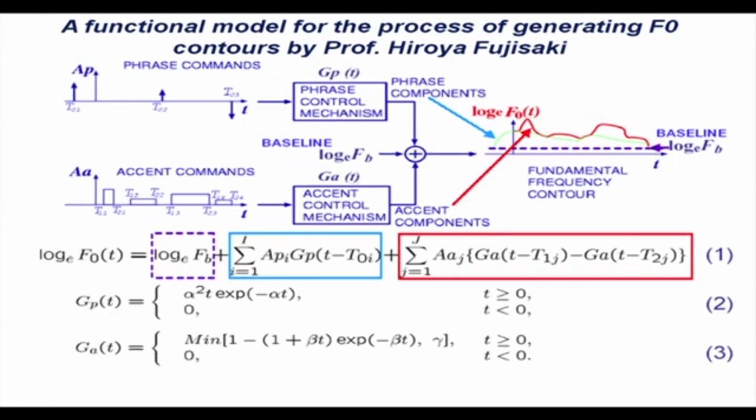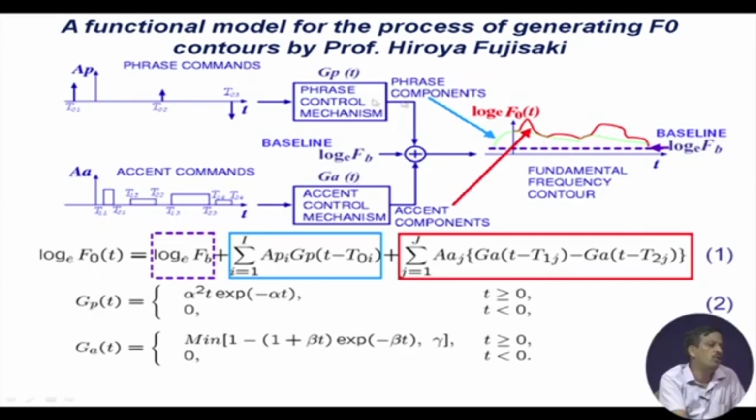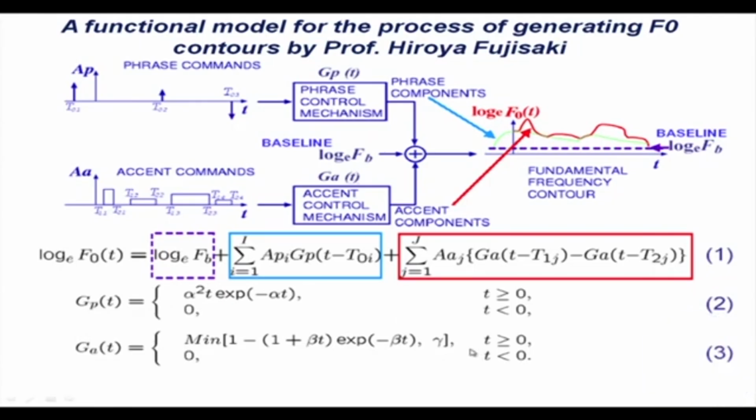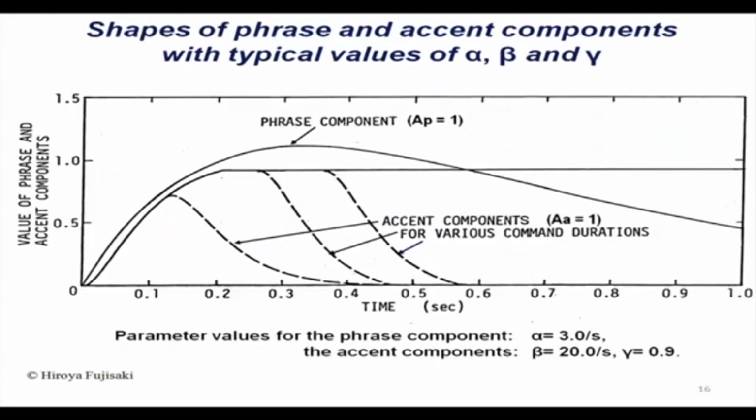That is why I call it a command response model, which is controlled by the phase control and accent control mechanism. One controls the phase part through the phase command, the accent command controls the accent part, and there is a baseline. And the Fujisaki model, the mathematical model, is this. So, let us try to derive this mathematical model, or I can describe this model as per the Fujisaki papers. Okay, this will come later on.